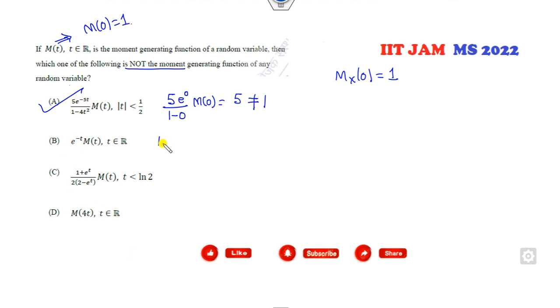E raised to power 0, 1 into M0 is 1. So that is a moment generating function. 1 plus 1, 2, 2 minus 1, M0, again it's 1. So M of 0 is again 1. So only A is my correct option of this problem.